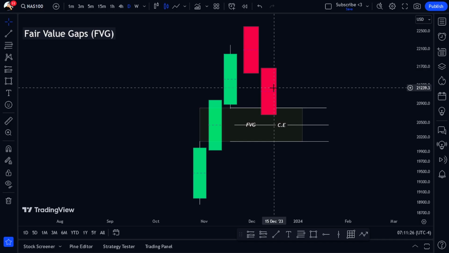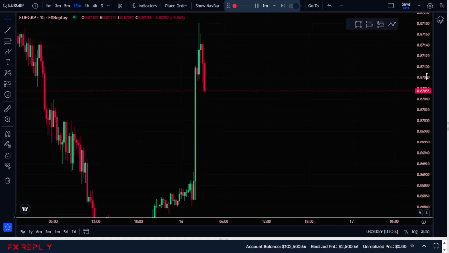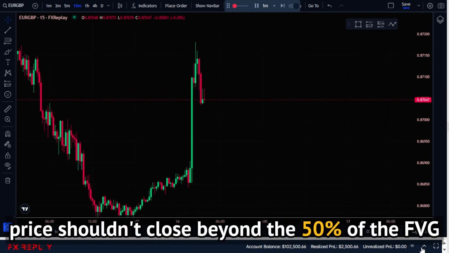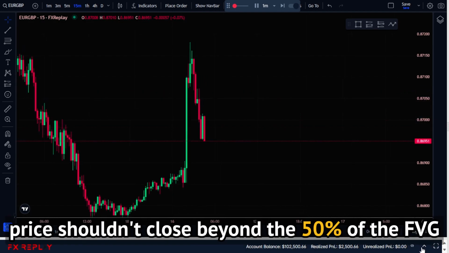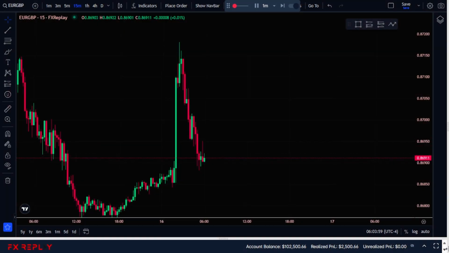Most of the time, the price will return to the end of the fair value gap before continuing the order flow. Remember, the price shouldn't close beyond the consequent encroachment or the mean threshold of the fair value gap, or it will invalidate our fair value gap.